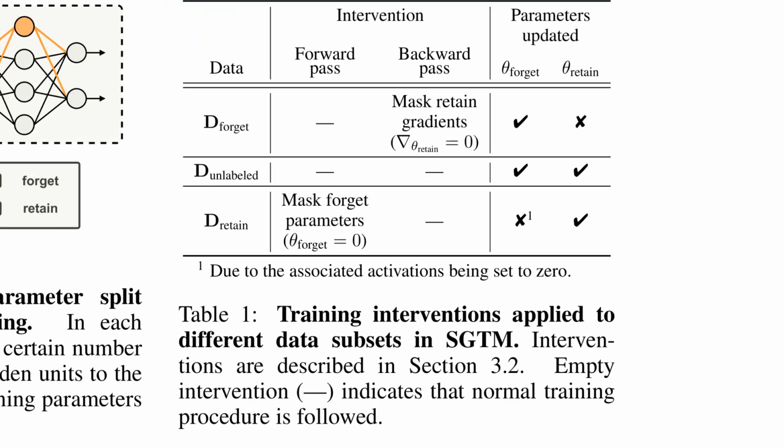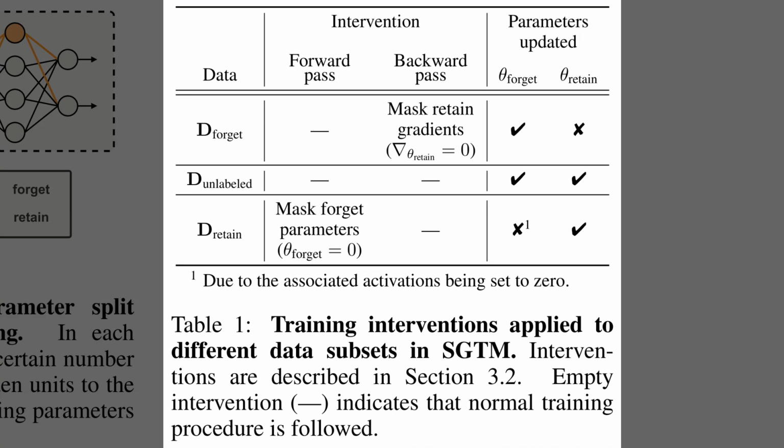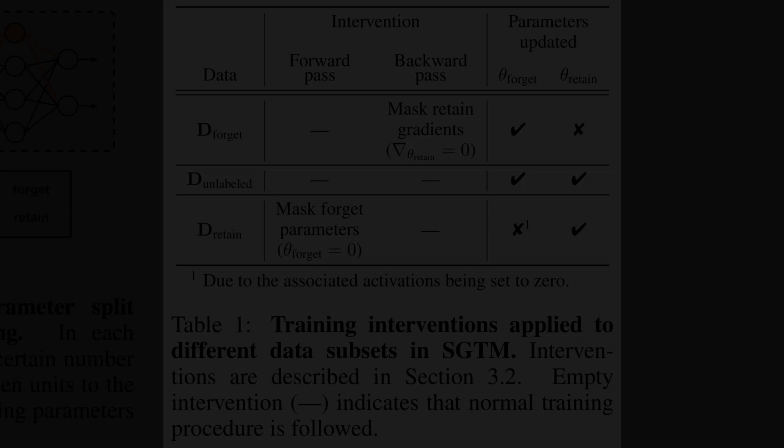So, Figure 2 showed how the model splits parameters into forget and retain slices inside each block. Table 1 now spells out what happens for each data type during training. Forget labeled examples trigger mask gradients so only theta forget updates while theta retain stays frozen. Unlabeled data receives standard training which updates both parameter sets. Retain labeled data has the forget parameter zeroed during the forward pass, so only the retain slice learns to handle normal behavior on its own.